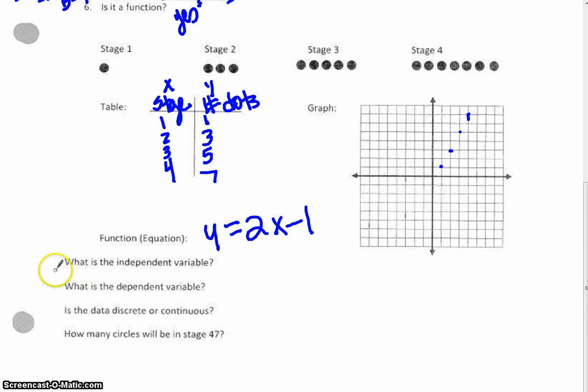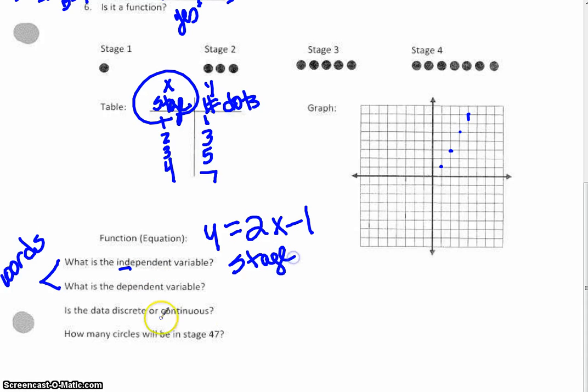What is the independent variable? What is the dependent variable? These are going to be words. Variables are always words. Independent in the problem, it's x. What does x stand for? Stage. Dependent is y. What does y stand for? The number of dots that you have.